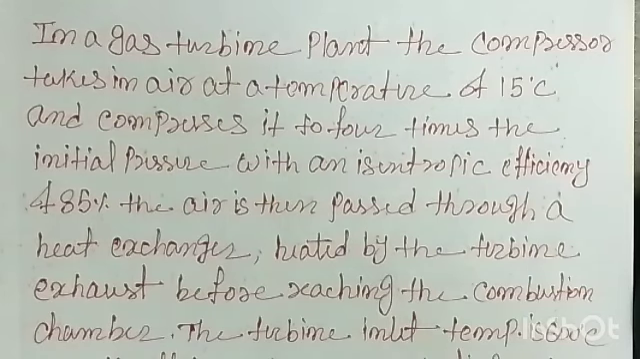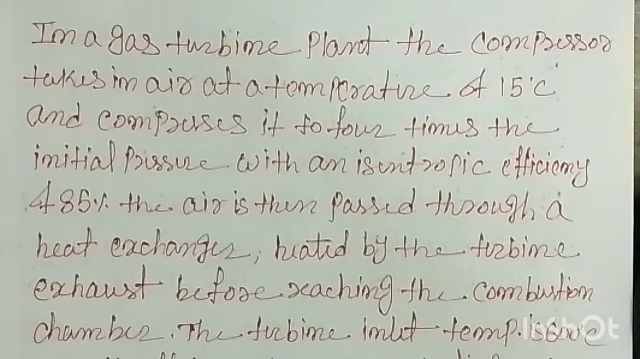The problem is on the screen: in a gas turbine plant, the compressor takes in air at a temperature of 15 degrees centigrade and compresses it to 4 times the initial pressure, with an isentropic efficiency, that is compressor efficiency, of 80%. The air is then passed through a heat exchanger heated by the turbine exhaust gases. So before entering the combustion chamber, we are heating the air in a heat exchanger by use of the exhaust gases, right? Now the turbine inlet temperature is 600 degrees centigrade.